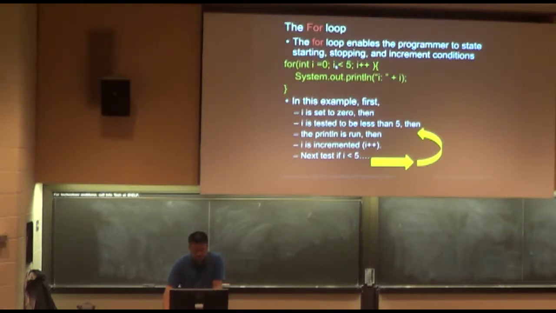This looks a little bit unusual, but again, let's see how this works. First, we run the initialization. This happens at the very beginning of the loop. Then we test the condition. If the condition is true, we run the body. After we run the body, we run the iteration, and then test the condition again, run the body, iterate, test the condition, run the body, iterate, test the condition, and so on and so on.